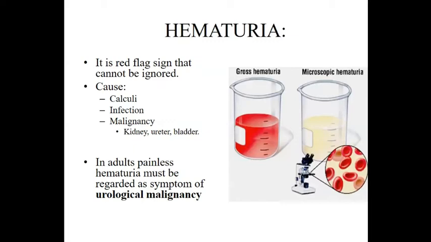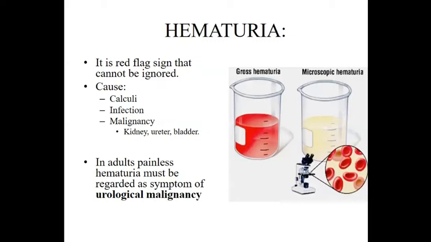Another important thing to ask the patient about hematuria is the timing. If it occurs before the start of micturition, then the origin of the hematuria is urethritis. If it is mixed with the urine, it most likely originates from the prostate. If there is terminal hematuria, it is likely from the bladder neck or bladder. Hematuria is a red flag sign that cannot be ignored.